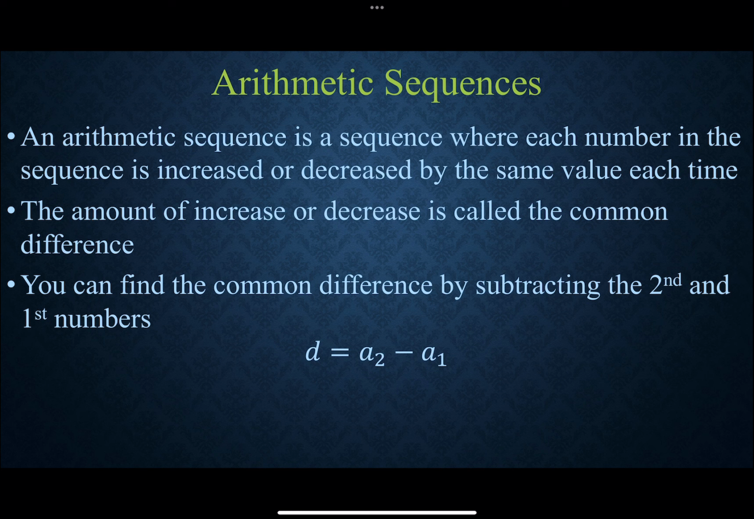So arithmetic sequences are ones where each number in the sequence is increasing or decreasing by the same value each time, where we call this value the common difference. We find a common difference, which we'll denote with the variable d. Very simply, it's just the second term minus the first term. So in this case, d equals a2 minus a1.